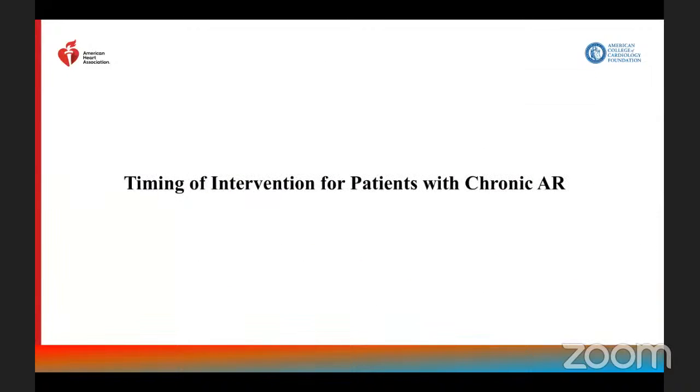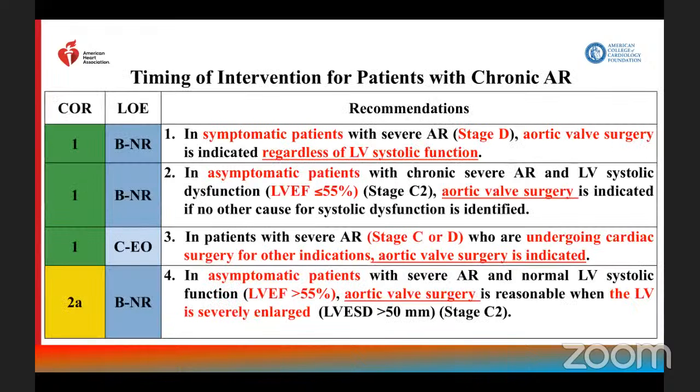So timing of intervention for patients with chronic aortic regurg. In a symptomatic patient with severe aortic regurg who's stage D, aortic valve surgery is indicated regardless of the left ventricle systolic function. It's a class 1B. In an asymptomatic patient with chronic severe aortic regurg and left ventricle systolic dysfunction, EF less than 55%, aortic valve surgery is indicated if no other causes for the systolic dysfunction are identified. This is a class 1B. In patients with severe aortic regurg, stage C or D, who are undergoing another cardiac surgery for other indications, aortic valve surgery is indicated. It's a class 1C.